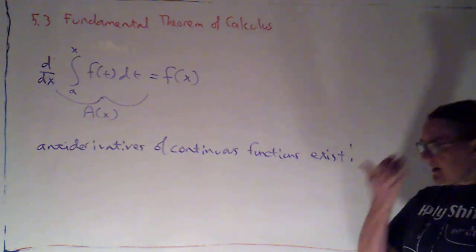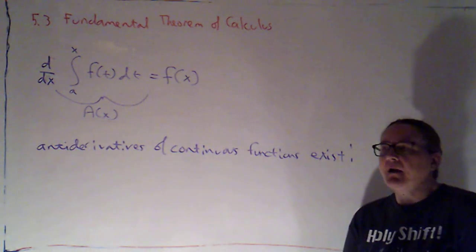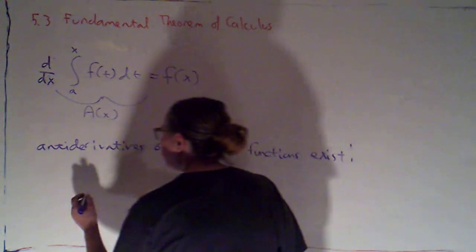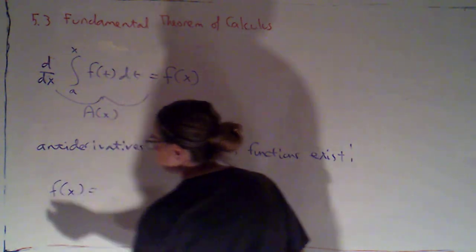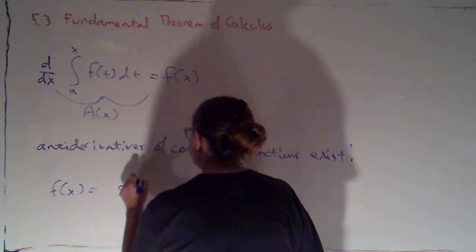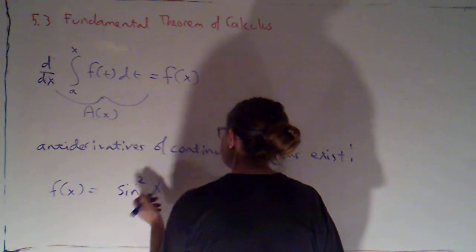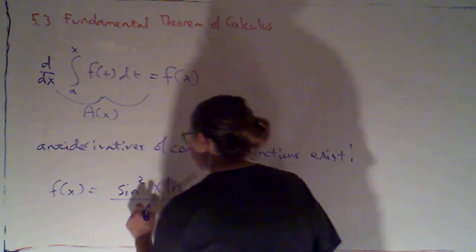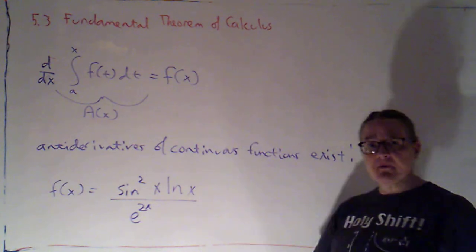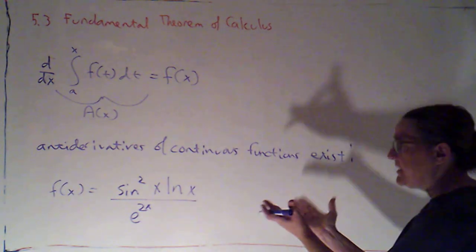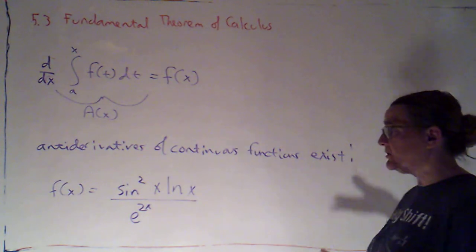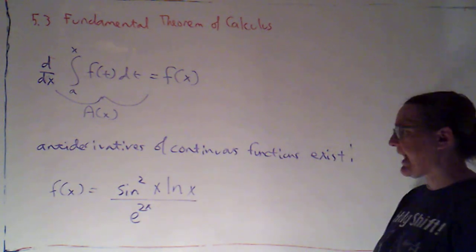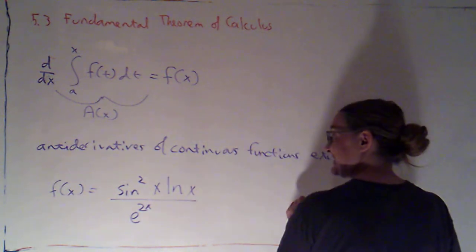So when we studied antiderivatives, we said, what's an antiderivative of cosine? And we said, oh, sine is, because if I take the derivative of sine, I'm going to get cosine. Well, let's suppose I had f of x equals sine squared x times the natural log of x all over e to the 2x. Okay. I cannot, off the top of my head, think of a function whose derivative is going to be that. I could build the usual way by just using powers and trig functions and exponentials and logs and stuff like that. But I can find an antiderivative.